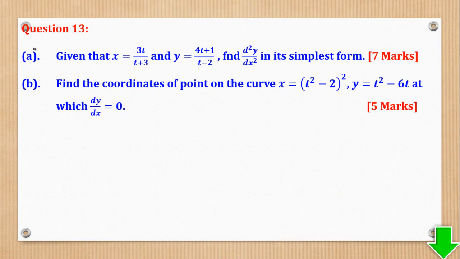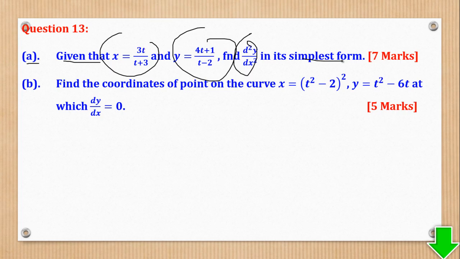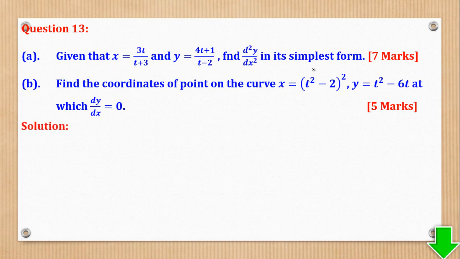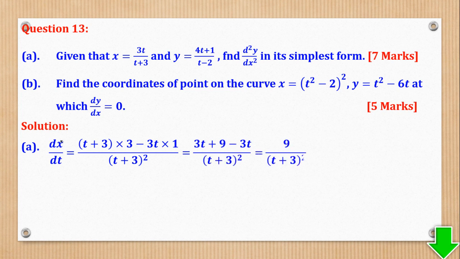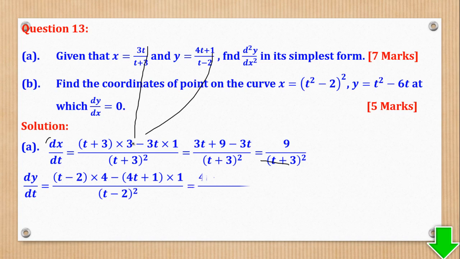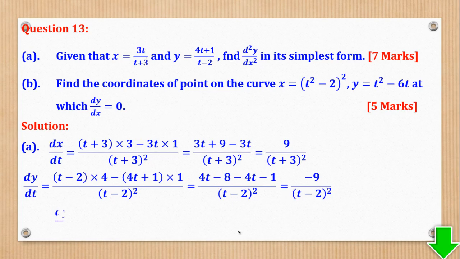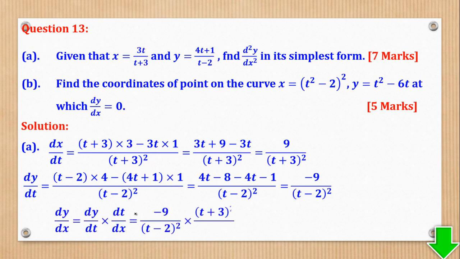Then question 13 says, part A, given that x is this and y is this, find the second derivative in simplest form. So these are parameters now, parametric differentiation. So dx/dt gives you this, simplify to get that, and dy/dt gives you this, simplify to get that. Then you use chain rule to get dy/dx. So this is dy/dt, dt/dx to give you this.